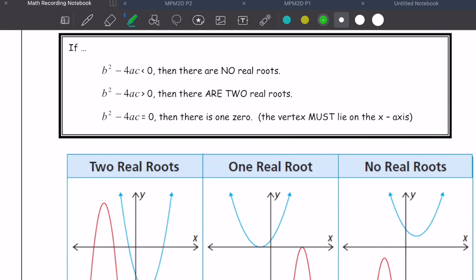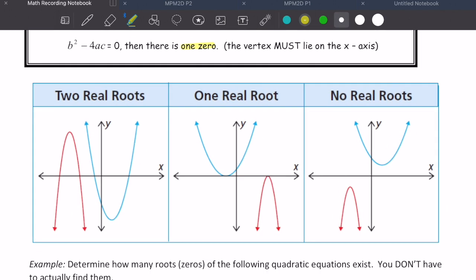If b squared minus 4ac is less than 0, so that means a negative number, there's no real roots. If b squared minus 4ac is greater than 0, then there's 2 real roots. Now, if it equals 0, there's only 1. That's when the vertex is on the line.